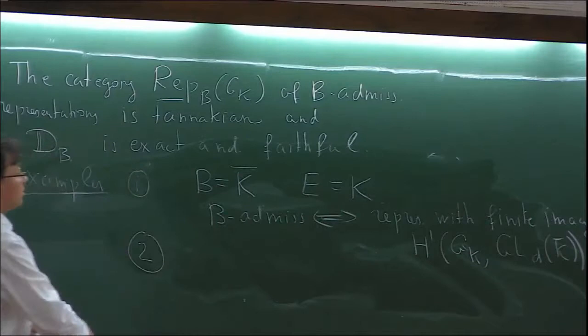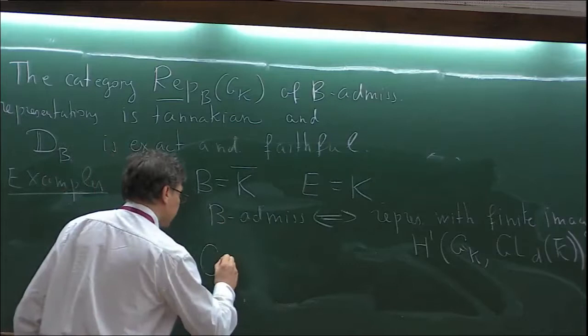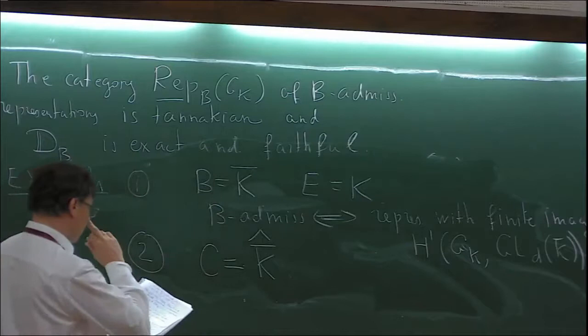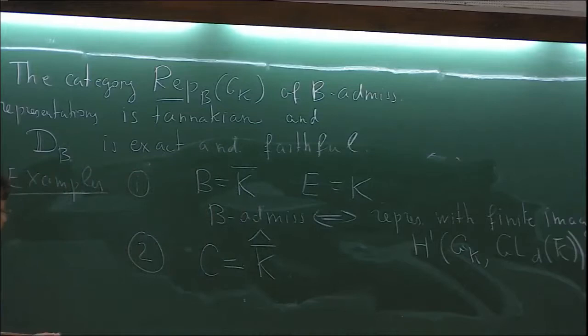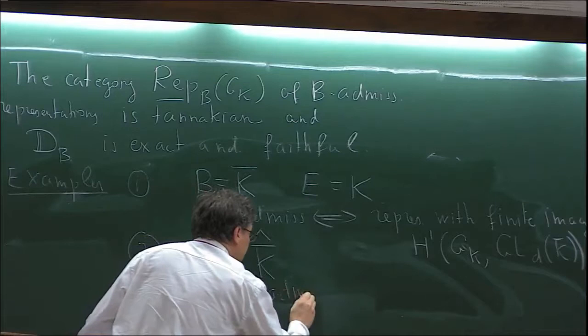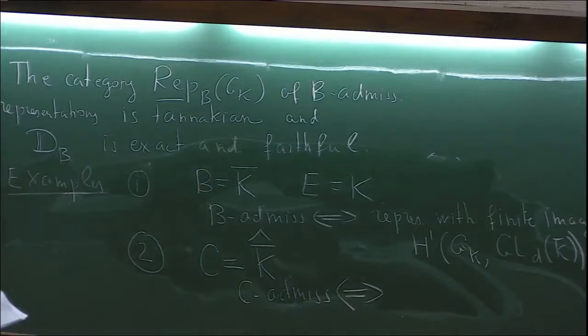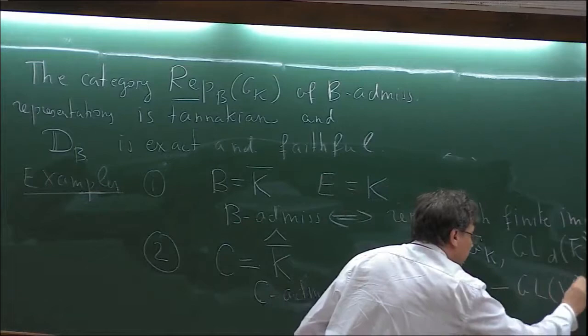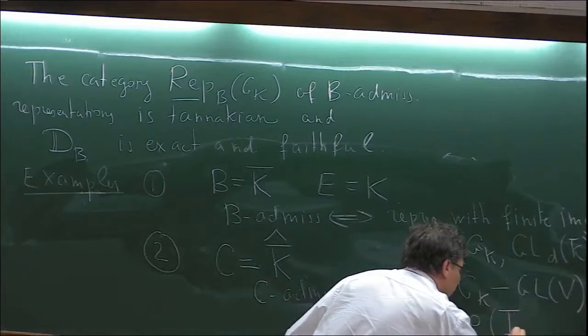The next field to check is the p-adic completion of K-bar, C. Here it is much more difficult to understand what representations are C-admissible. But the answer is the following: C-admissible representations are representations, say rho, such that the image of the inertia subgroup is finite.